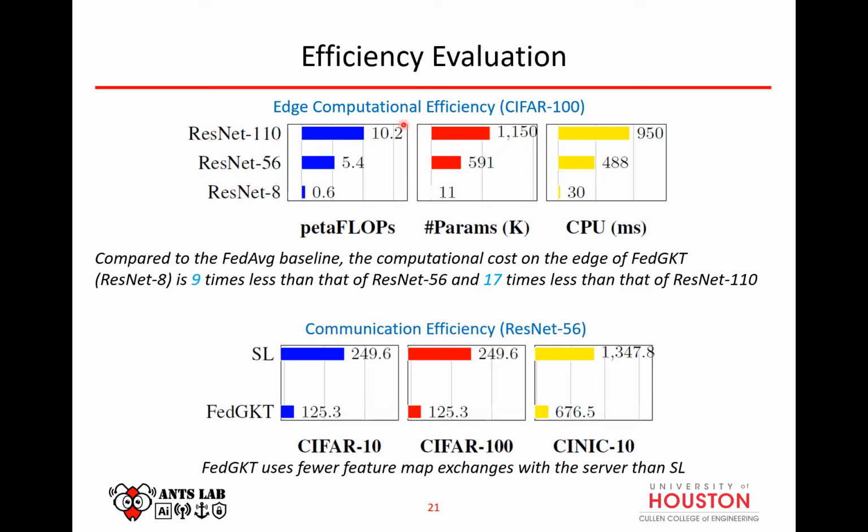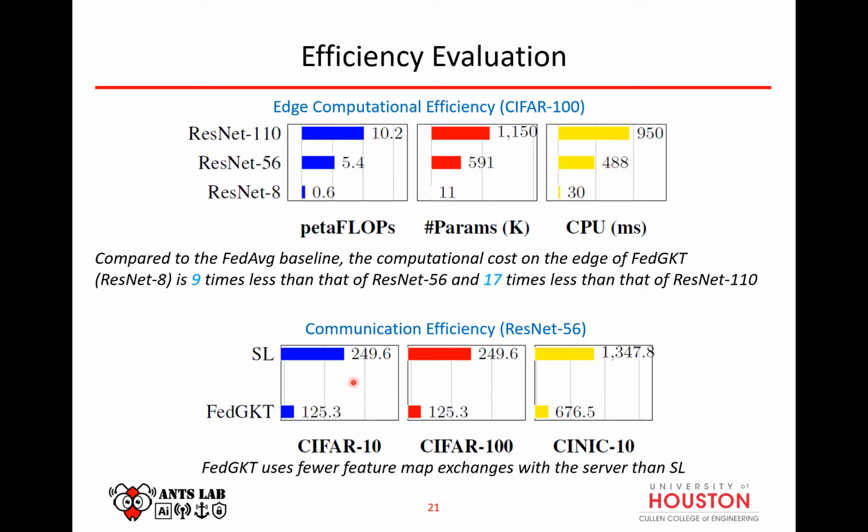And the second efficiency they check is how communication efficient this is. And for communication efficiency, they are mainly checking against the split learning, because split learning was the paper which had severe expensive communication. And for computation, we saw that federated learning was more computationally expensive. So this is why they compare with only split learning over here. And like we see on all the 3 data sets, FedGKT uses fewer feature map exchanges with the server compared to the split learning.